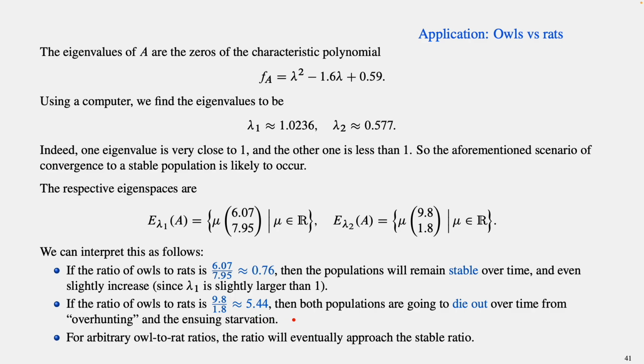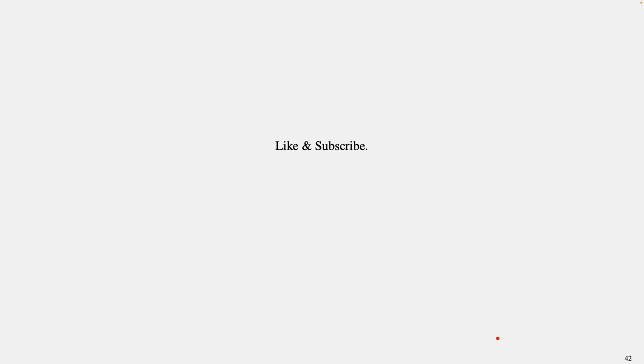So here you have way too many predators, so they kill off the rats too quickly and then starve themselves in the end. And for arbitrary owl to rat ratios, which would be the case of a state that's a linear combination of the two, the ratio will eventually approach the stable ratio. So the vector representing this ratio will converge towards the eigenvector for the eigenvalue that is slightly larger than 1. And that concludes our application and also this lecture on eigenvalues and eigenvectors.